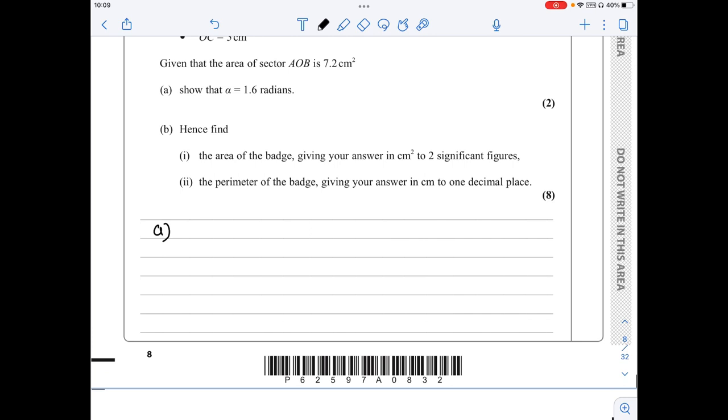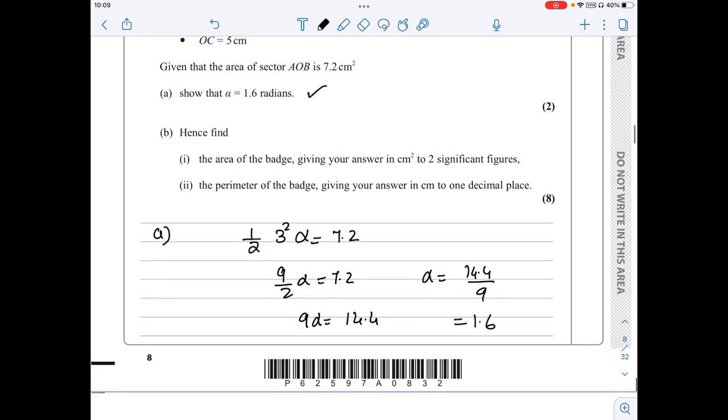Area of the sector. The formula is half r squared theta. So half r squared is 3 squared over 2 times alpha equals 7.2. So 9 upon 2 alpha equals 7.2. So 9 alpha equals 14.4. Alpha equals 14.4 divided by 9, which is 1.6. That has been done.